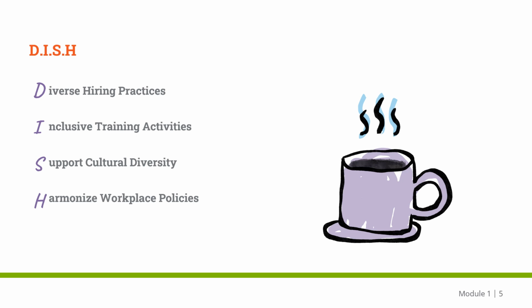DISH means diverse hiring practices, inclusive training activities, support for cultural diversity, and harmonization of workplace policies. Examples. First, diverse hiring practices. Implementing blind recruitment processes to ensure unbiased selection based on skills and qualifications rather than personal characteristics.